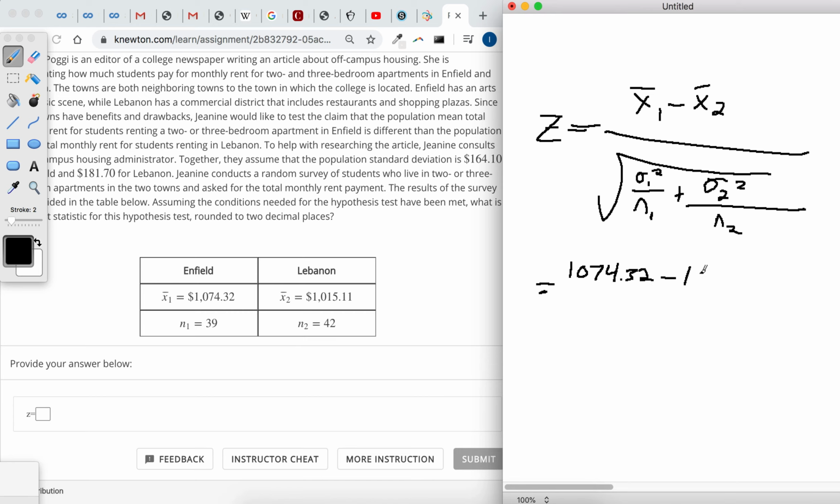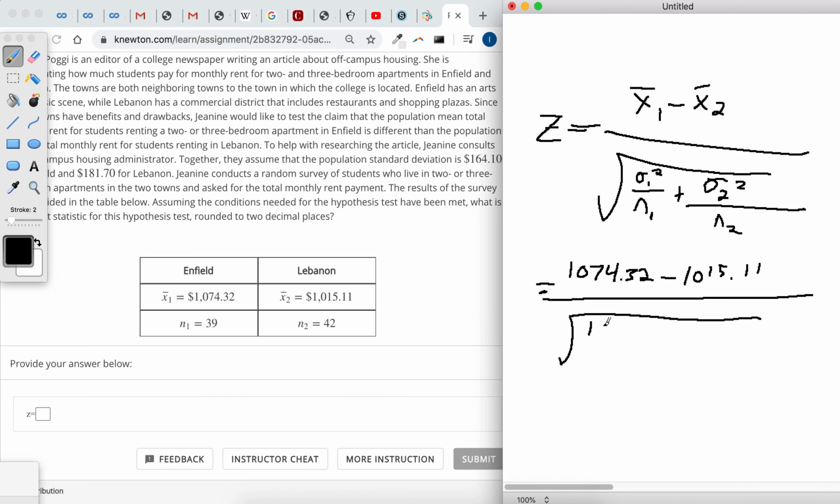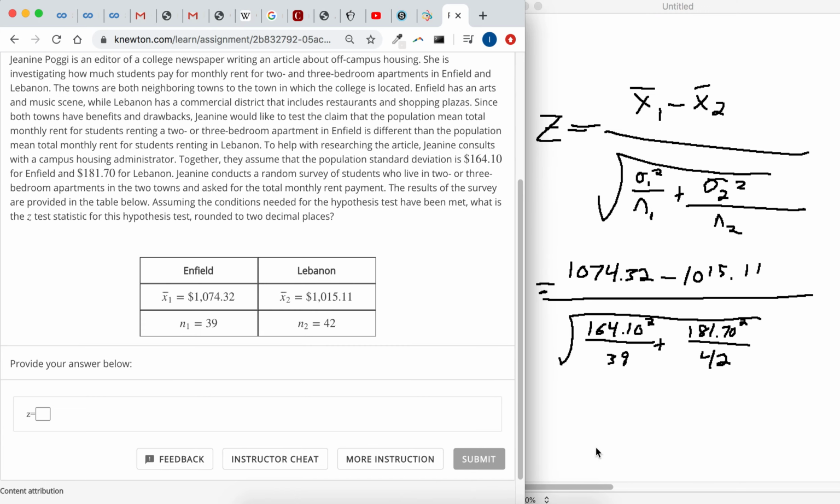1074.32 subtracted by 1015.11, divided by the square root of, now it says 164.10 for n field, the population standard deviation. And then you divide that by the sample size of n field, plus the 181.70 squared over 42. Okay, because I said those are standard deviations.